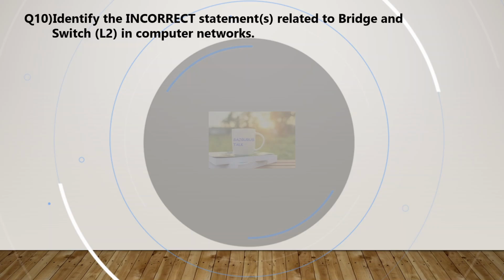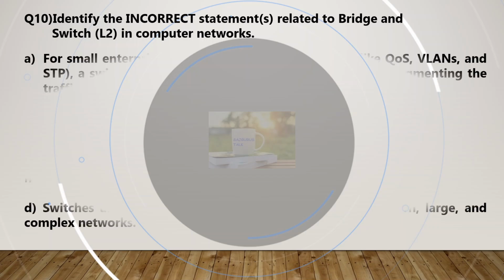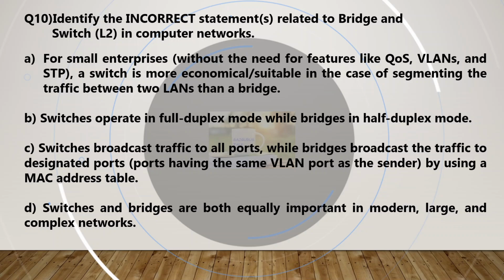Now the last question. Identify the incorrect statements related to bridges and switches, layer 2, in computer networks. So the options are given. Now we know that bridge and switch are both layer 2 devices. Bridges are replaced by multi-port switches in large and complex networks. Bridges operate with only 2 ports and permit traffic in only one direction at a time. Switches have multiple ports and permit traffic in full duplex mode. They also support modern features like QoS, VLANs, STP, etc. that are unavailable in bridges. This is why switches are called more intelligent than bridges.